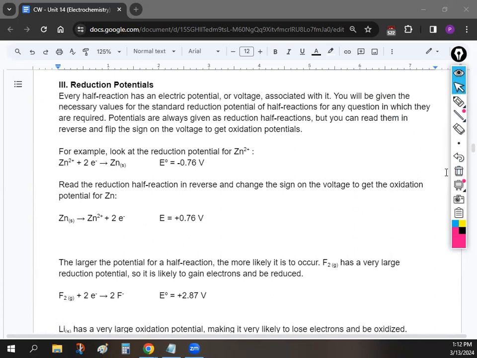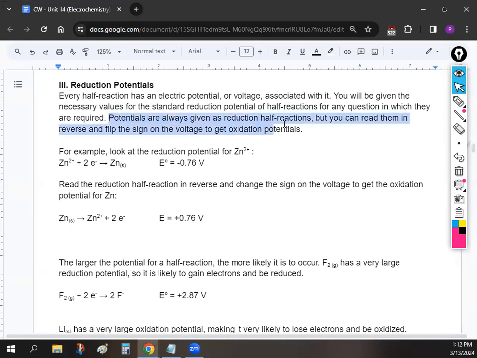Okay, the key thing you need to know here is that potentials are always, and write this down, highlight it, get it tattooed on your partner's forehead, but the potentials are always given as reduction half reactions, okay?